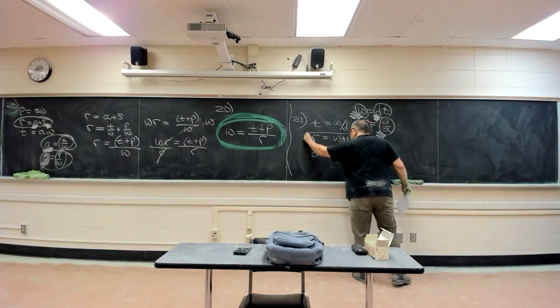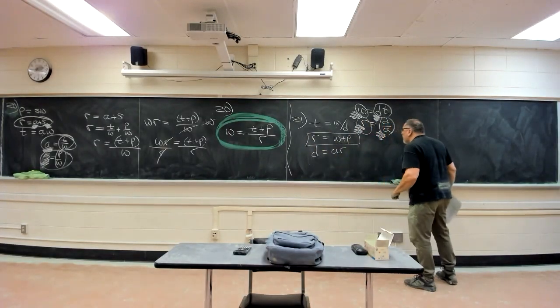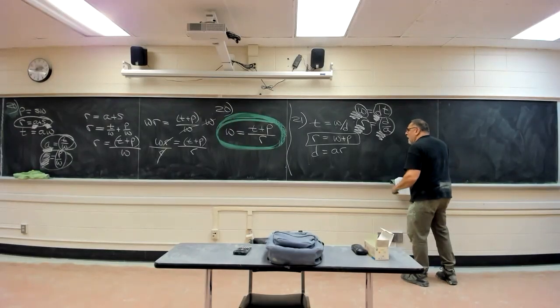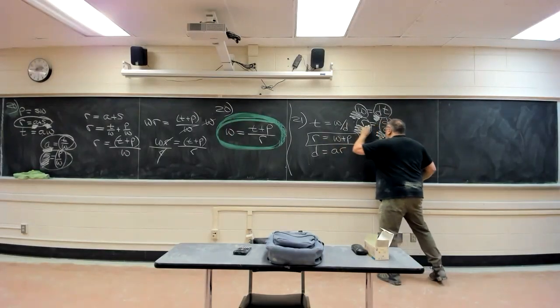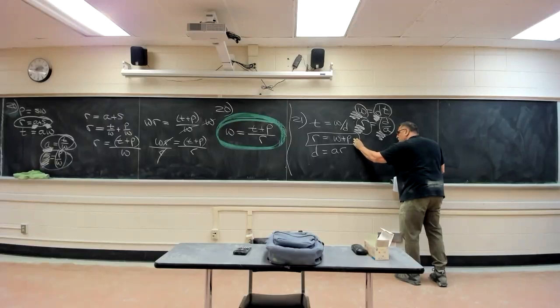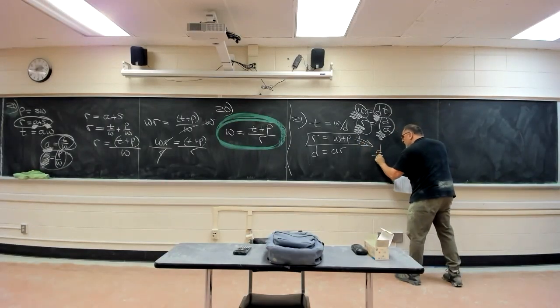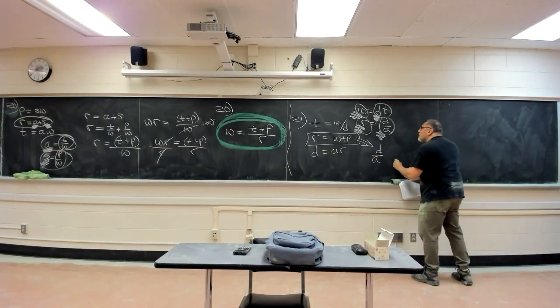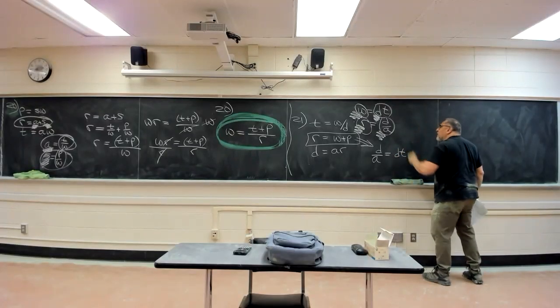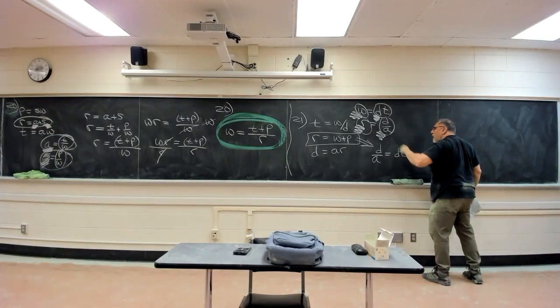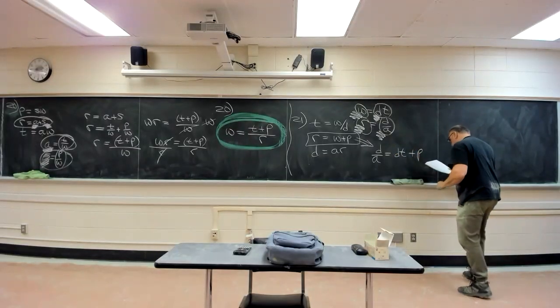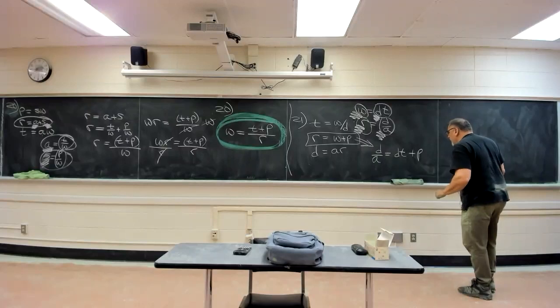Let's use this as the launching pad for the whole thing. They want you to eliminate R. We said R was equal to D over A. W is D times T. The R is D over A. And they want you to solve for A.